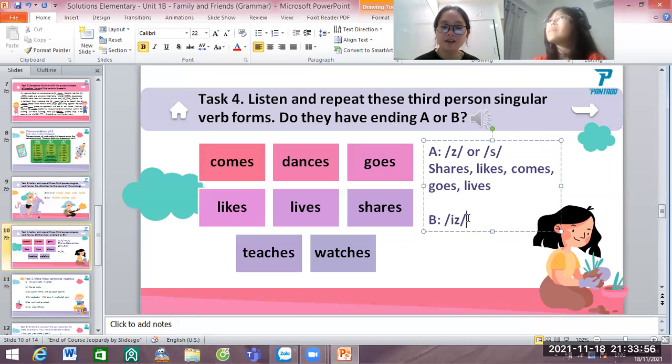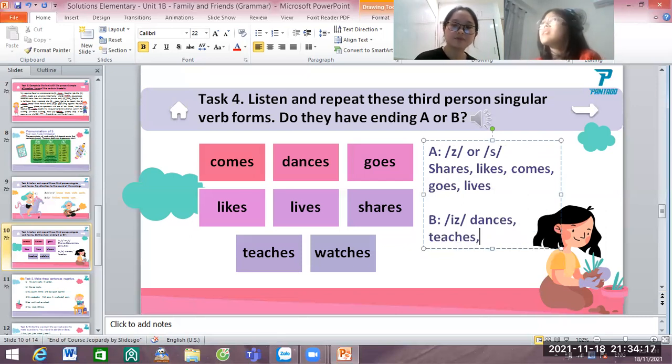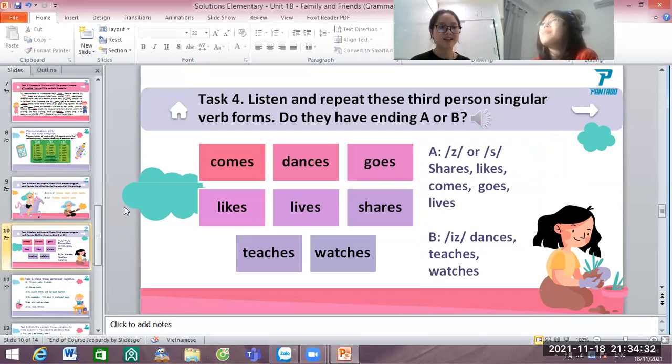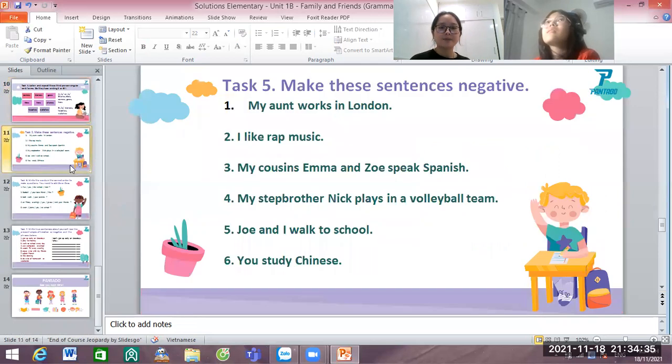How about the second one, B, which has the iz sound? Dances. Say it, dances. And teaches. Watches. Okay, finish. That's all right. Very good. I think you are correct, all the answers.